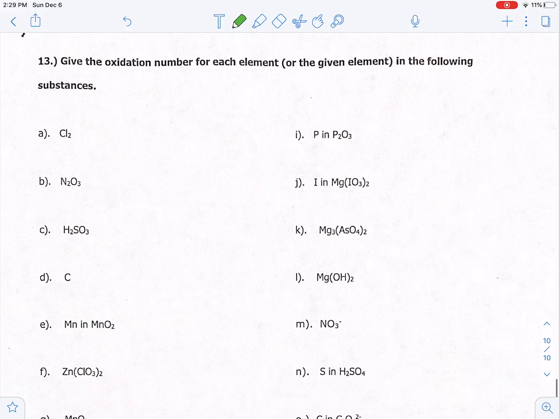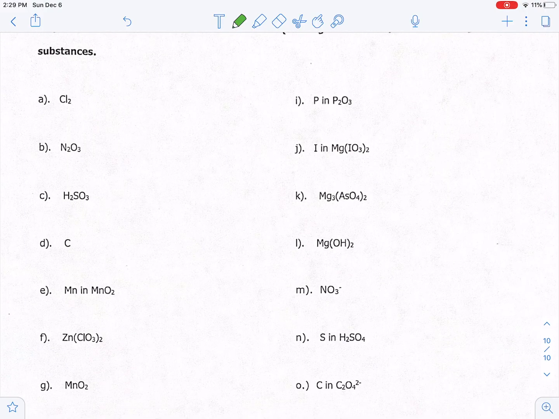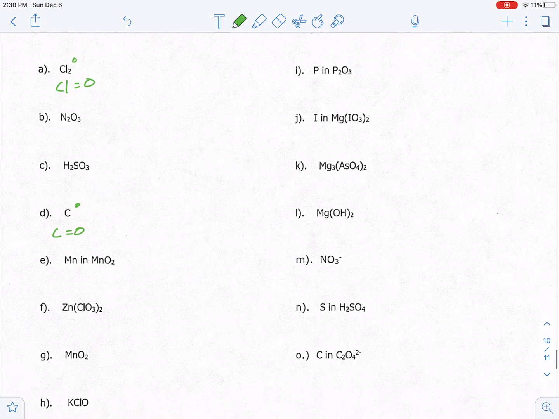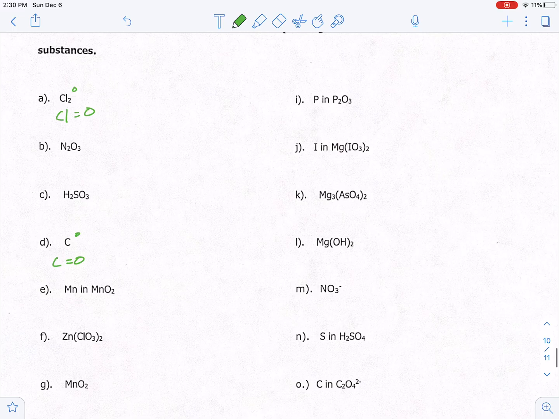Okay, so we're almost there. The last thing is oxidation numbers. When you have an element by itself, like Cl, you see that there's no charge up here. That basically means there's 0 charge. So these are easy. It's just going to be Cl with 0 charge. That's it. We'll do the same for this one. C is going to have no charge. Those are 2 kind of gimmies.